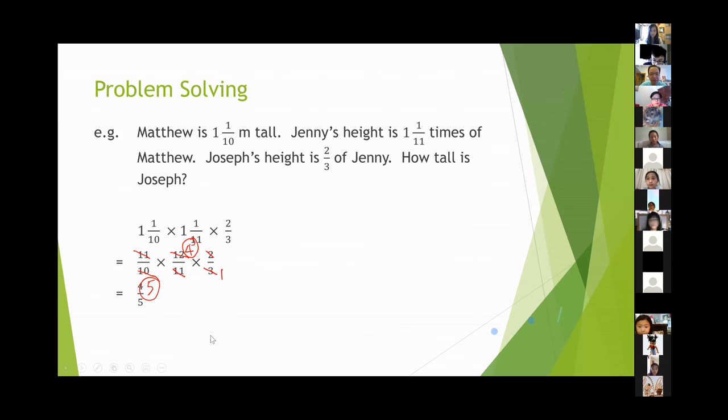If Joseph's height is 4/5 meters, now don't forget this sentence. Joseph is 4/5 meters tall.